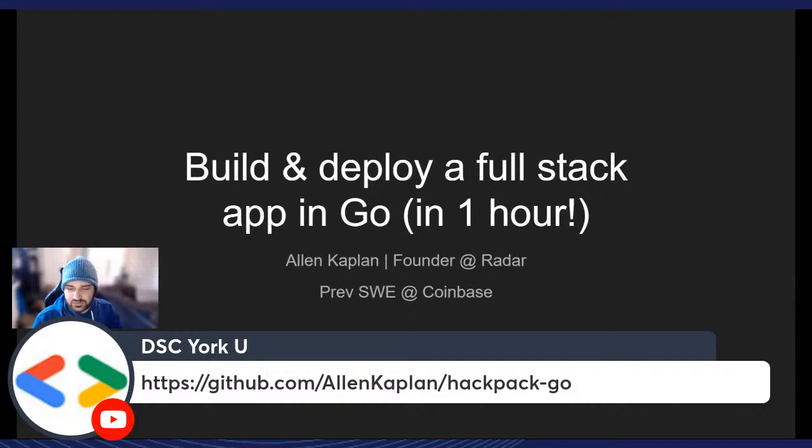Awesome. So make sure you head over to the GitHub that's on screen right now, Allen Kaplan Hack Pack Go. From there, you can clone the repository we'll be using, or you can even fork it, or just download it as a zip and start building from there. It's going to be pretty straightforward. I hope you folks are ready to be learning everything about Go, and also creating a full stack web app and what's needed to deploy that to the cloud.